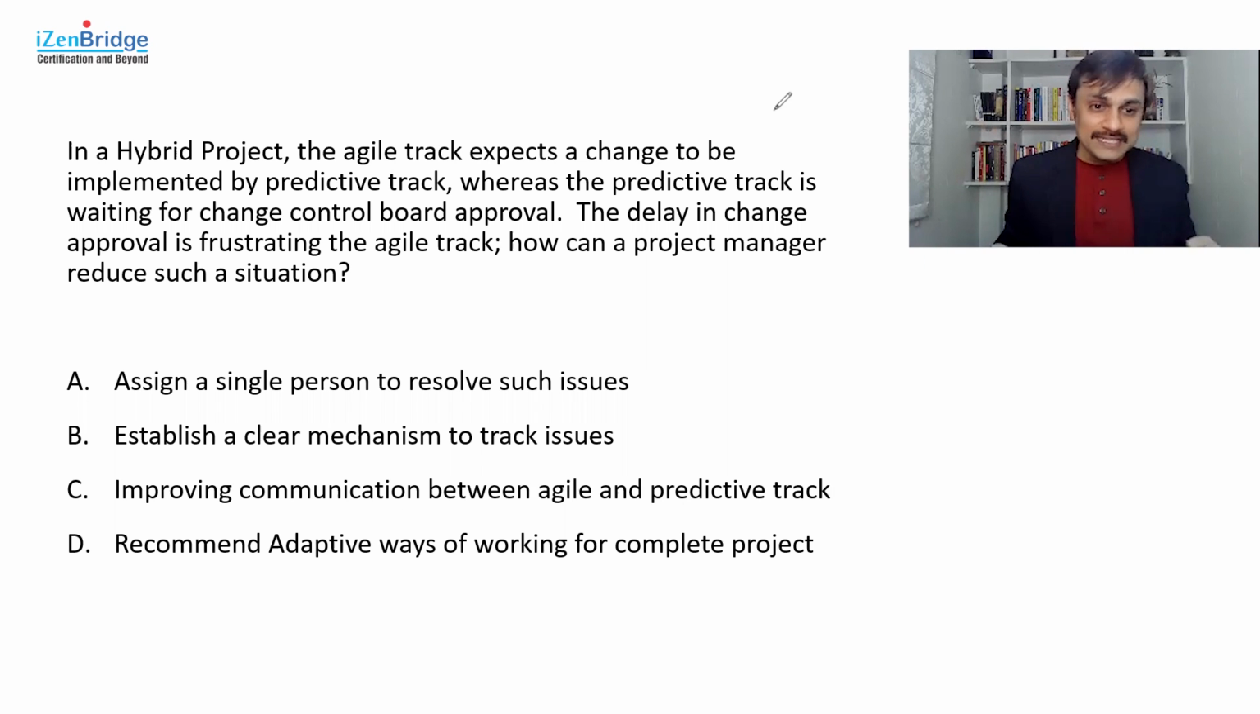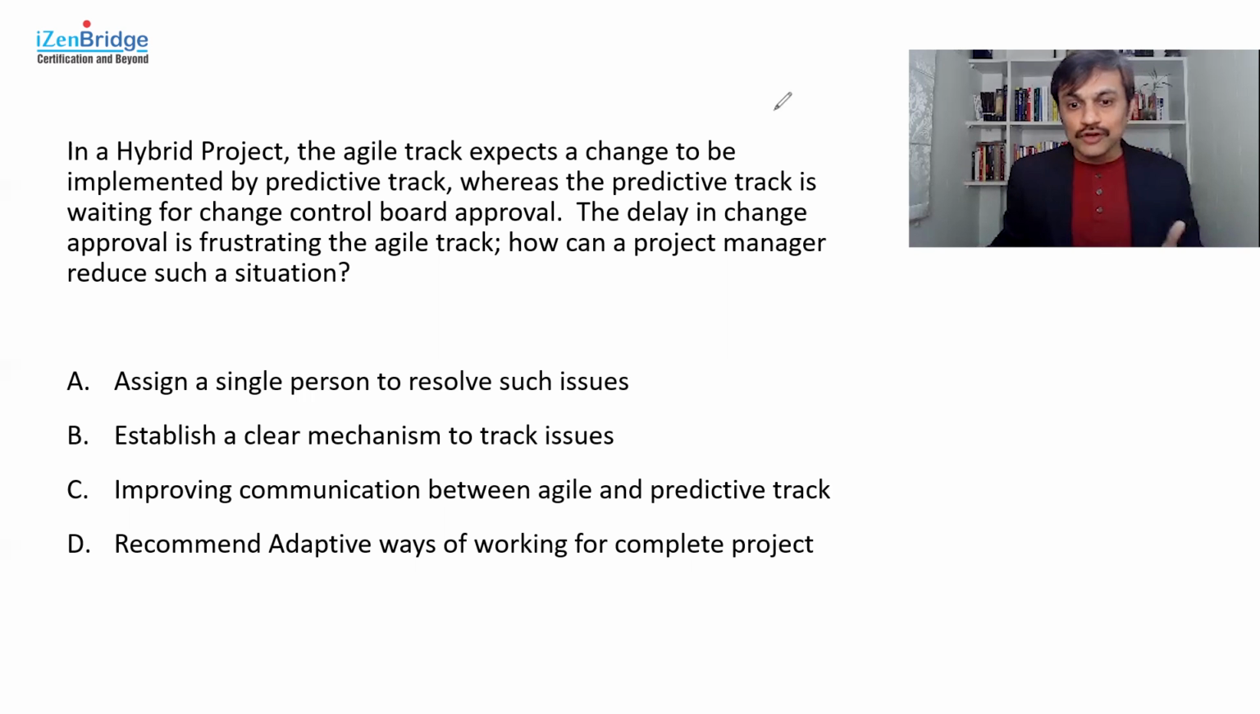Option B, establish a clear mechanism to track the issues. So we may have a board and we put those issues on the board and everybody can see them if they are getting delayed, and then we have a clear awareness of tracking of these issues. So we have a close tracking. Option C, improve communication between Agile and predictive track. So there should be better communication so that maybe the changes can be planned better and resolved better, and that can help us in reducing such situations where you are waiting for each other, be it change or something else. Delays are coming.